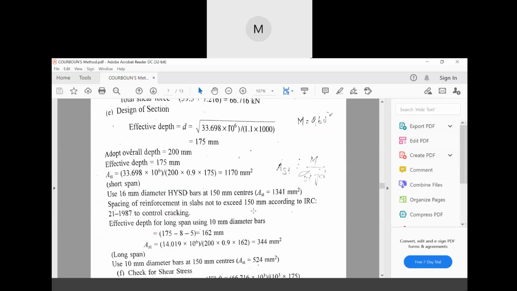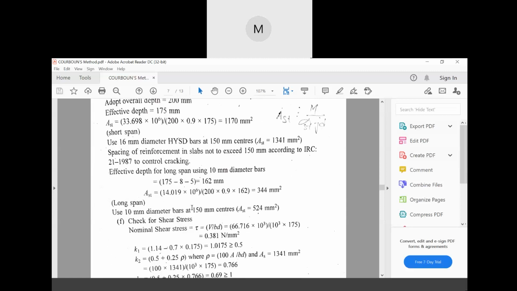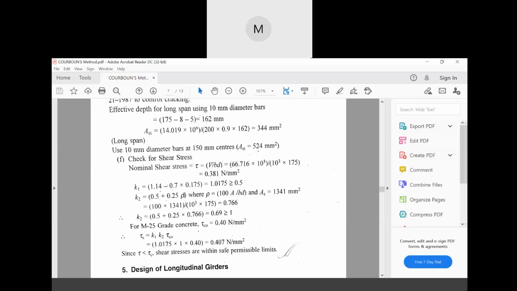Then you just find out the area of the steel. And these things I think you all know, like tau equal to V by bd and everything, right? So basically, this part up to here is important. Now, after that, there will be the design of longitudinal girders.